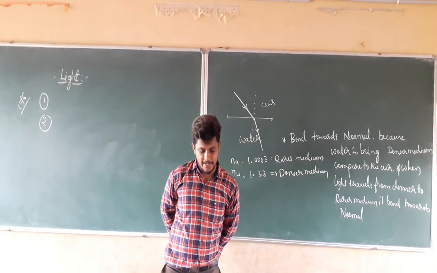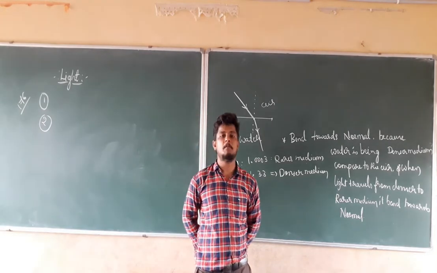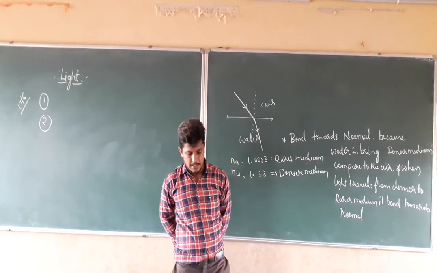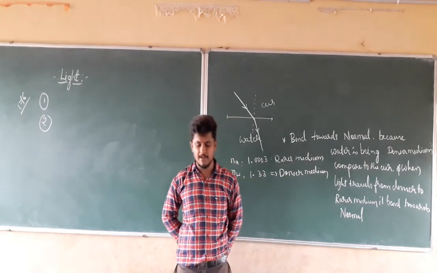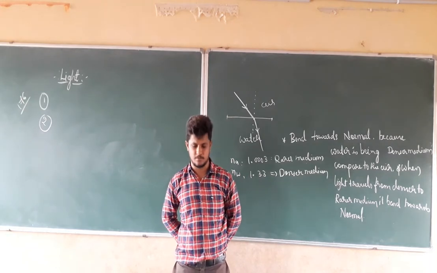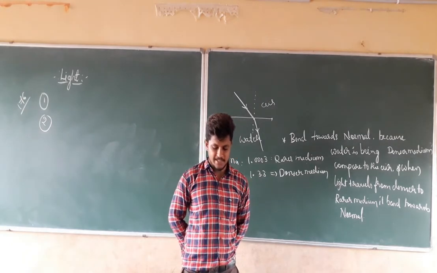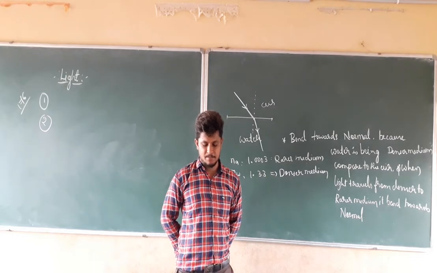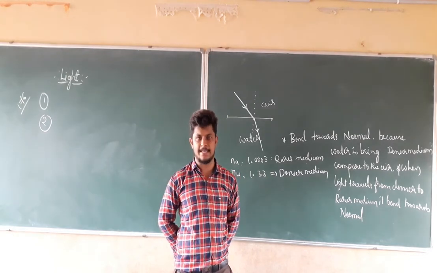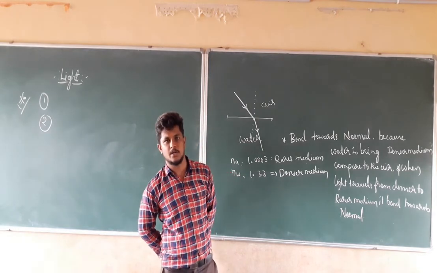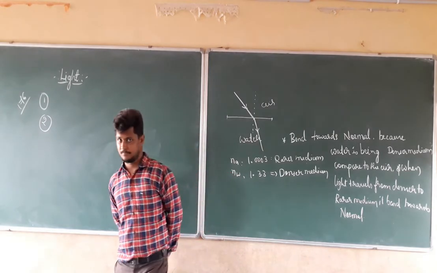Light enters from air to glass medium having a refractive index of 1.50. What is the speed of light in the glass? The speed of light in vacuum is equal to 3 into 10 raised to 8 meter per second.